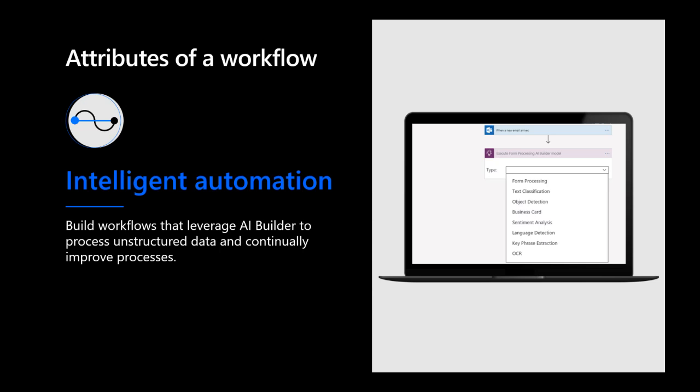Intelligent automation is another important key factor of Power Automate's workflows. So you can build workflows that leverage AI Builder, which we'll talk about next week, to process unstructured data and continually improve processes over time.